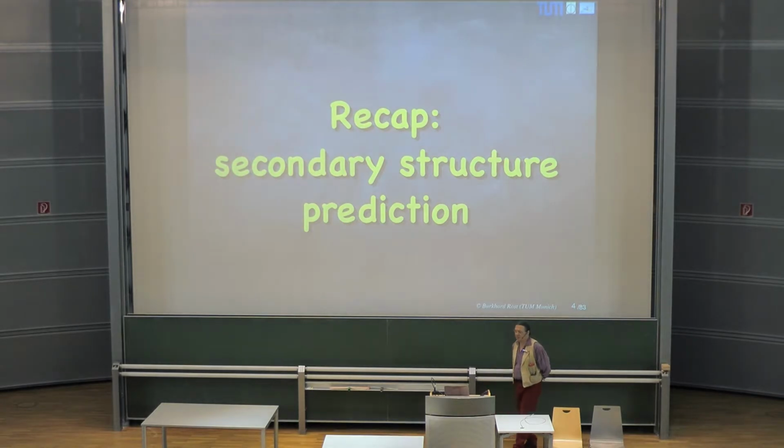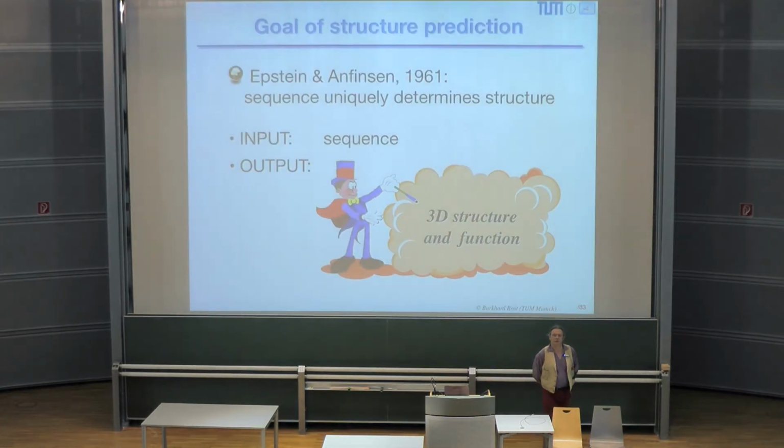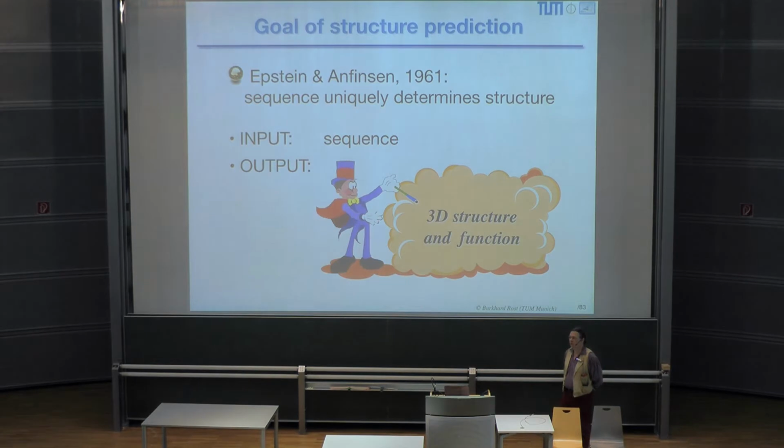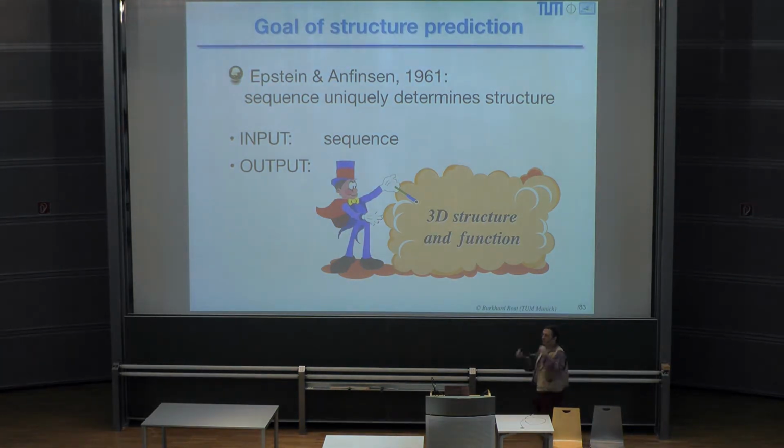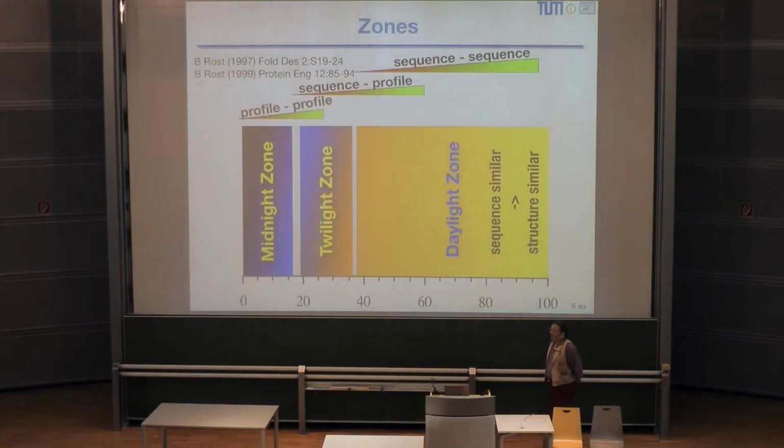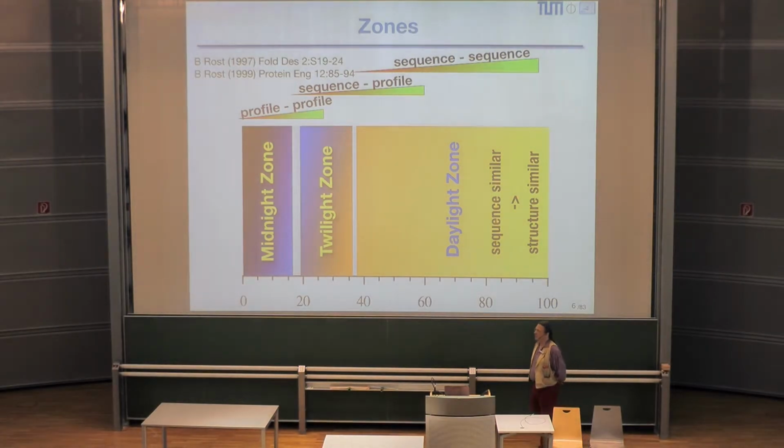Recap on secondary structure prediction. So again, structure is determined by the sequence, by the amino acid sequence that interacts with the environment to form a unique 3-dimensional structure. We can identify similarities between proteins and identify, in fact, whether 2 proteins have similar structure just based on sequence comparisons in the daylight zone, coined by Lothar.